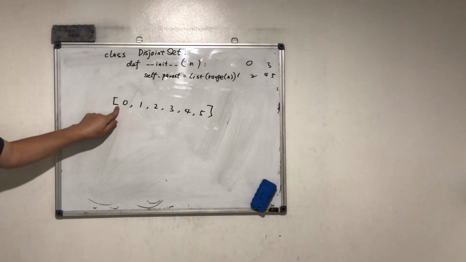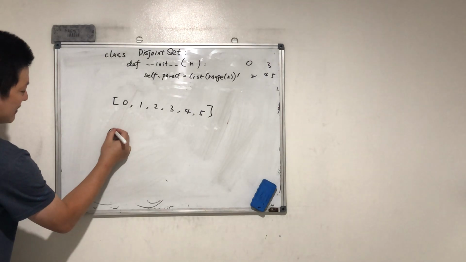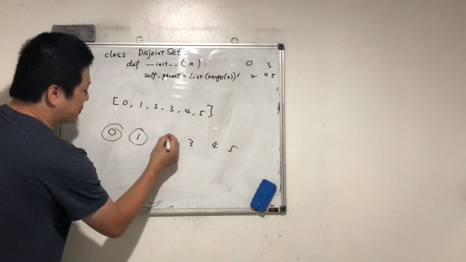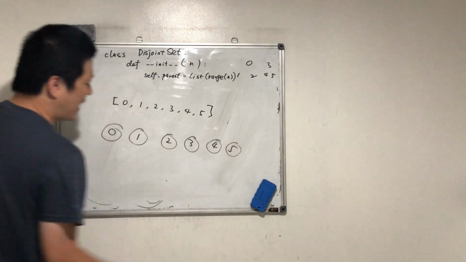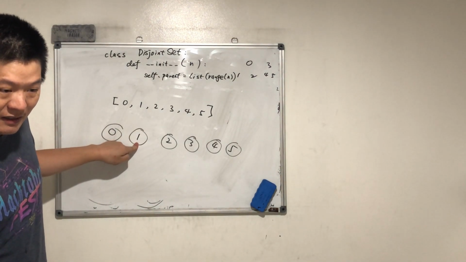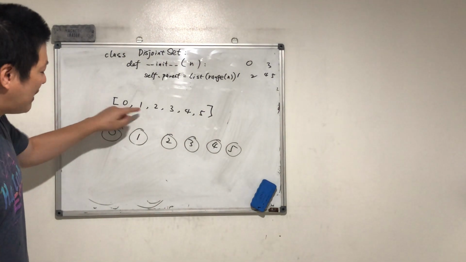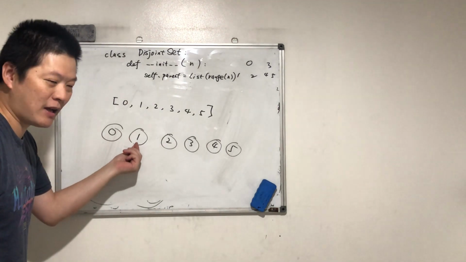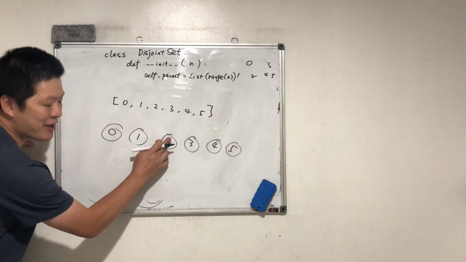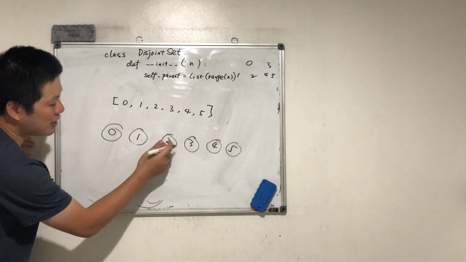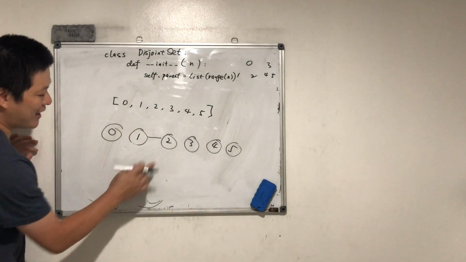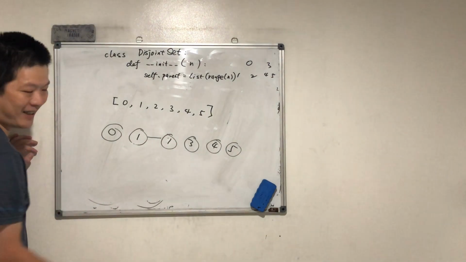Okay? So what does it mean? At the beginning, 0, 1, 2, 3, 4, 5 are 6 groups, and the number is the group ID, right? So how can we merge 1 and 2? If I want to merge these two, what happens? I just need to change this value to 1, right?